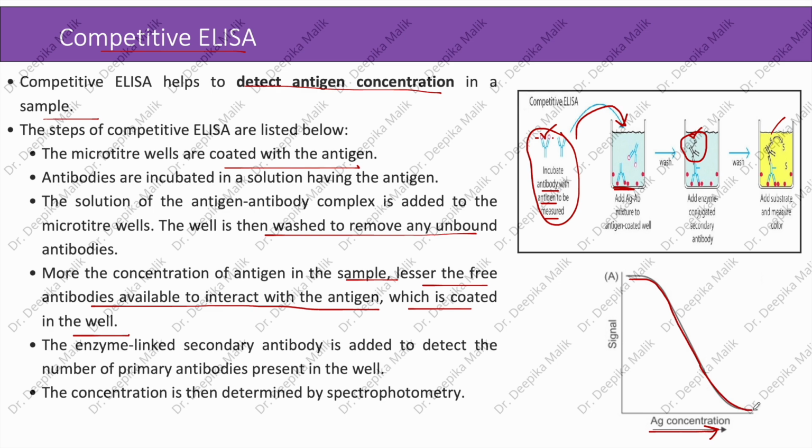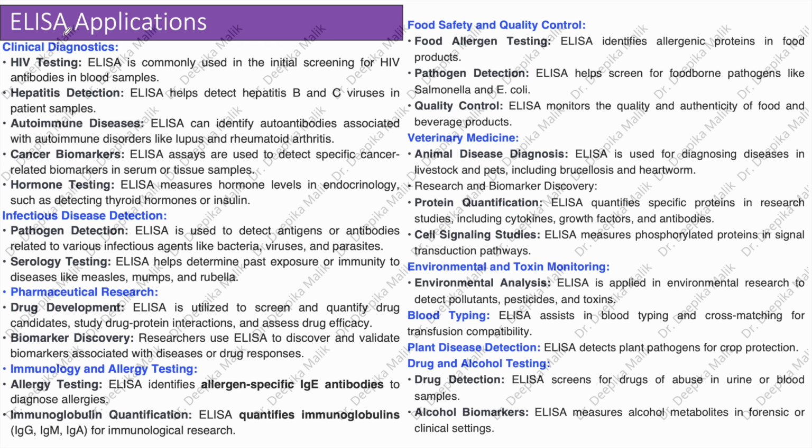Now let us discuss ELISA applications. In clinical diagnostics, it is commonly used in initial screening for HIV antibodies in blood samples. It can also detect hepatitis B and C viruses in patient samples. It can identify autoantibodies associated with autoimmune disorders like lupus and rheumatoid arthritis. ELISA assays are again used to detect specific cancer-related biomarkers in serum or tissue samples. It also measures hormonal levels in endocrinology, such as detecting thyroid hormones or insulin.